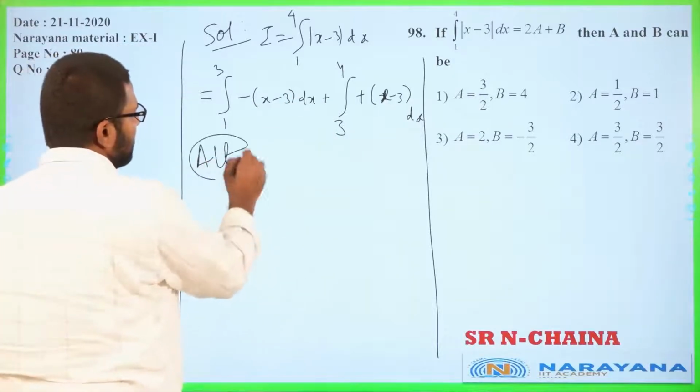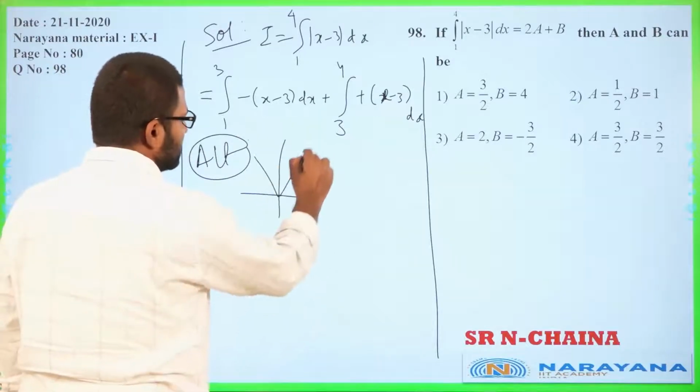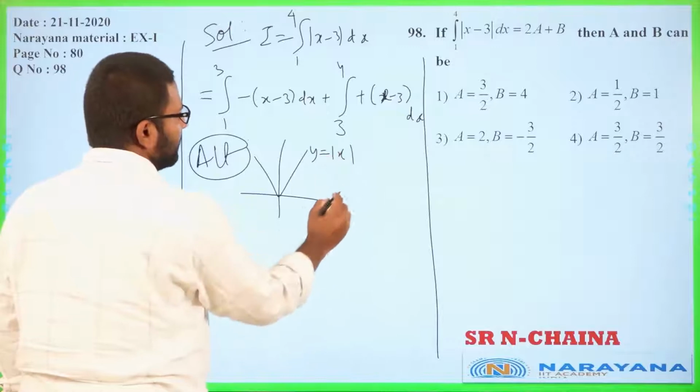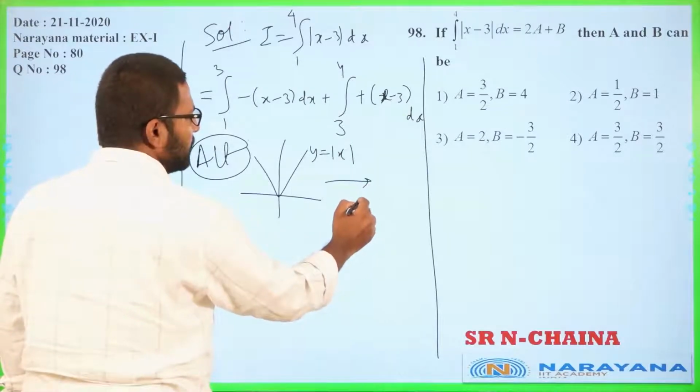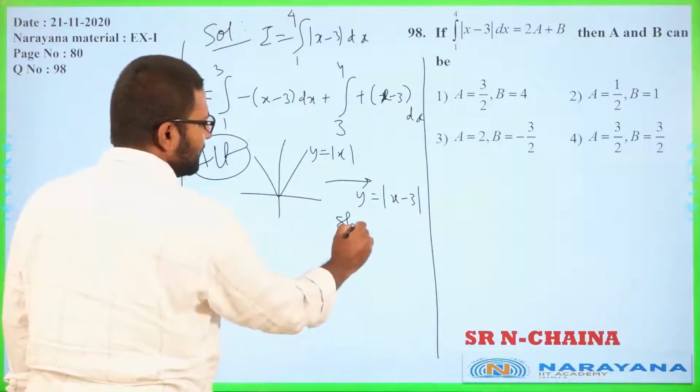Alternately, you know the graph of y equal to mod x, this is y equal to mod x. From this, if I want to go to y equal to mod of x minus 3, basically shift right.